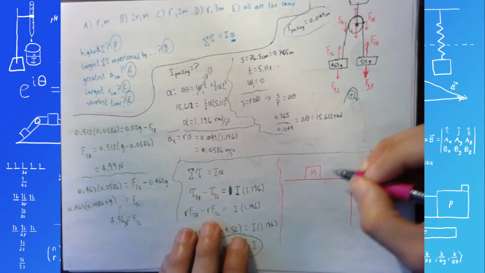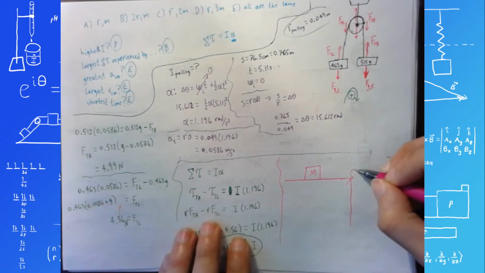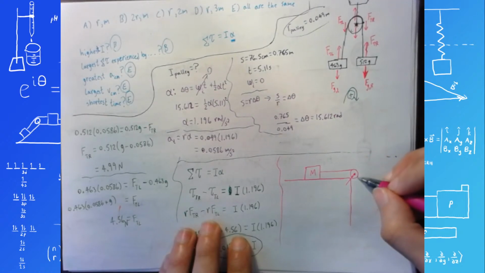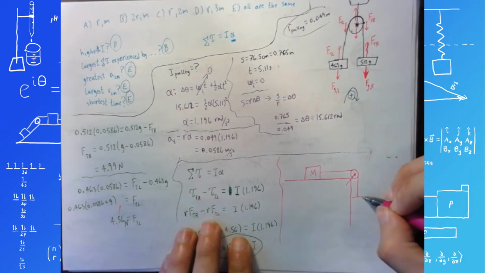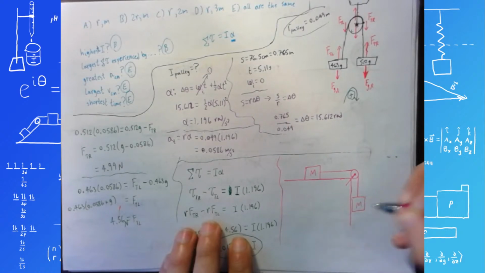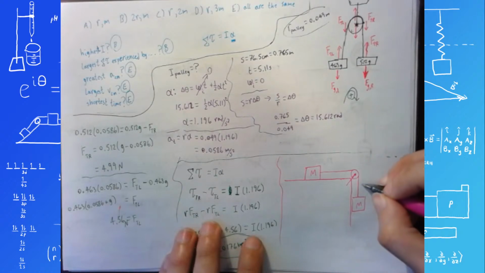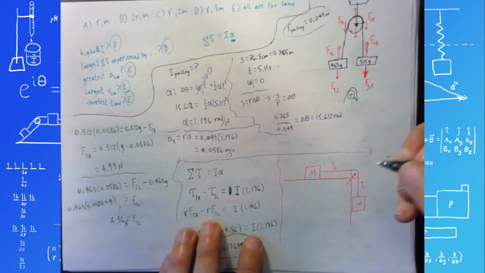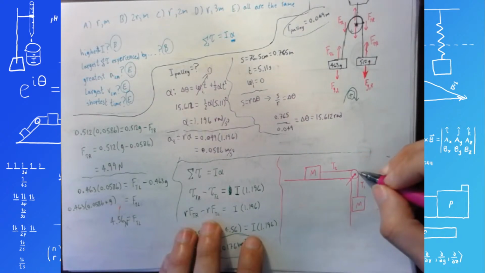a block of mass M over here, and you guessed it, a pulley. And another block also of mass M over here. They said the tension in this part of the wire is T1, the tension in this part is T2, the moment of inertia of the pulley is I. They just called it I.